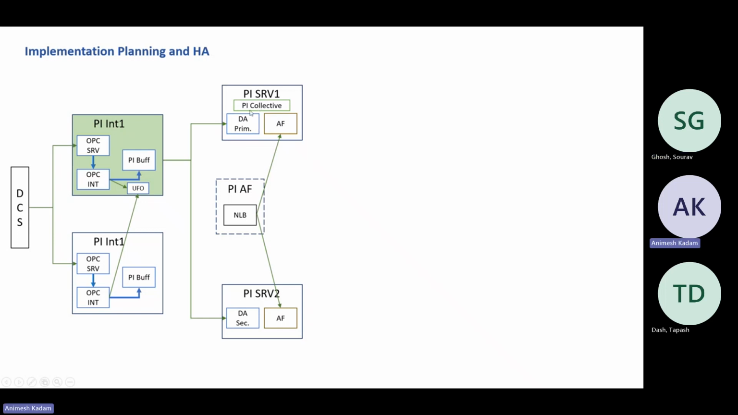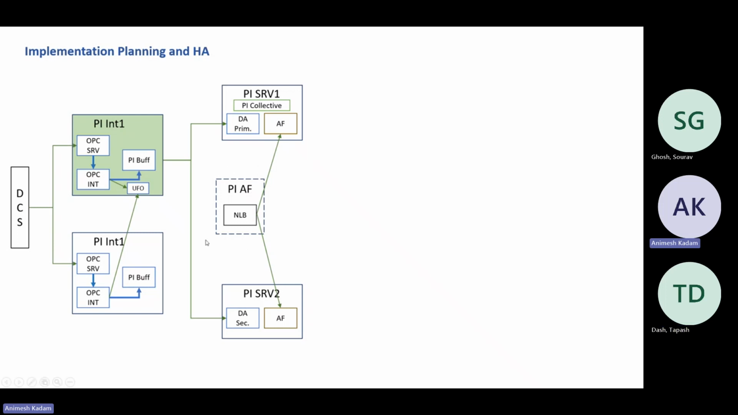Right. Because you need to configure it. For AF, we don't have any, so we use a network load balancer. So can we say, just like in Pi interface, we are using UFO. In Pi archive, Pi server, we are using Pi collective. Right. And in AF, we use network load balancing. Exactly. Okay.